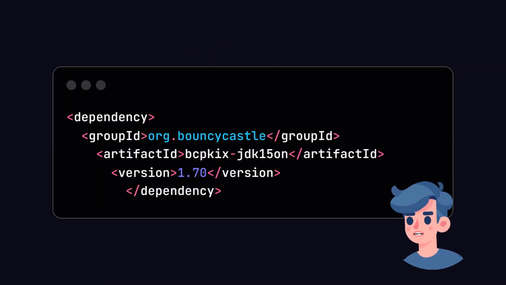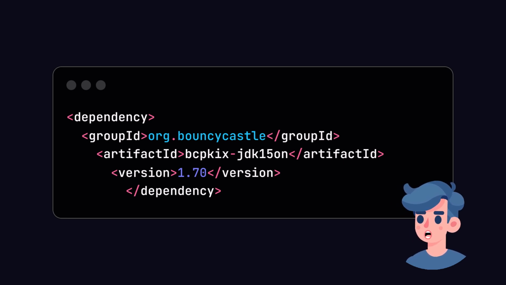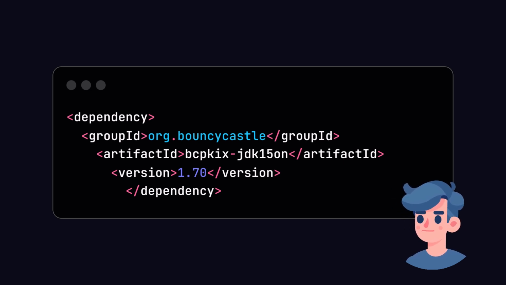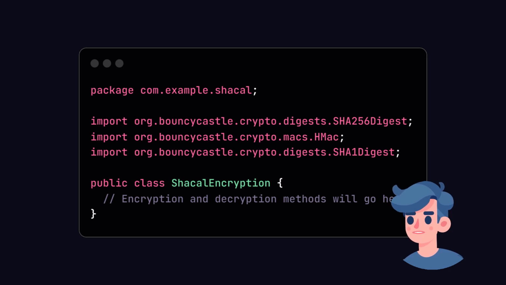Next, let's add the necessary dependencies for our SHACAL implementation. Open the pom.xml file and include the following dependency for the Bouncy Castle library, which is a popular library for cryptography in Java. Now that we've added the Bouncy Castle dependency, let's create a class called SHACAL Encryption. This class will handle our encryption and decryption logic.